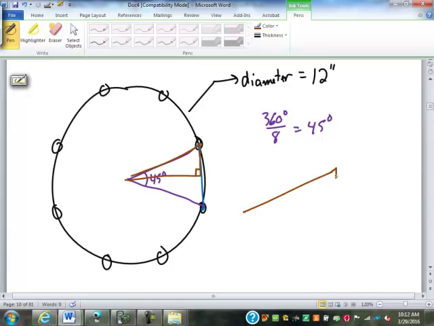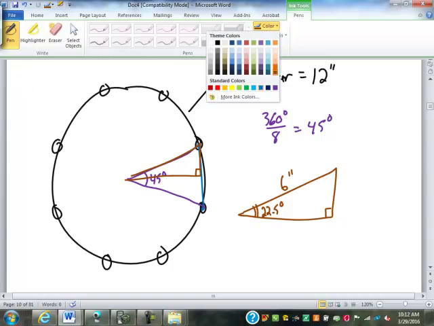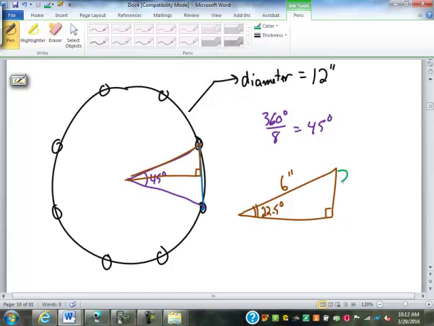So we get this triangle here. There's my right angle. This is 6 inches because that's my radius. What's this angle? 22.5 degrees. Nice. Good job. So now then we're finding this side here.